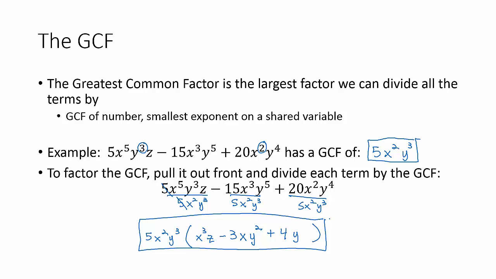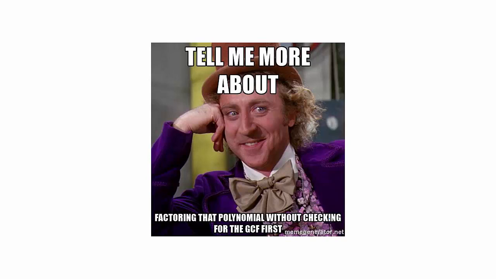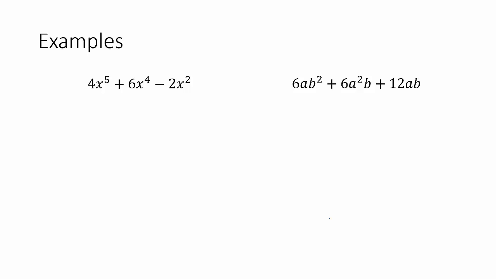This idea of factoring out the greatest common factor is the first step of every factoring problem. And people forget this first step all the time. Every test, I'll see somebody who will try to factor a polynomial without checking for the greatest common factor first. This is the most important first step. It's quite simple, but it's often forgotten. So we're going to spend a whole day on factoring out that greatest common factor.